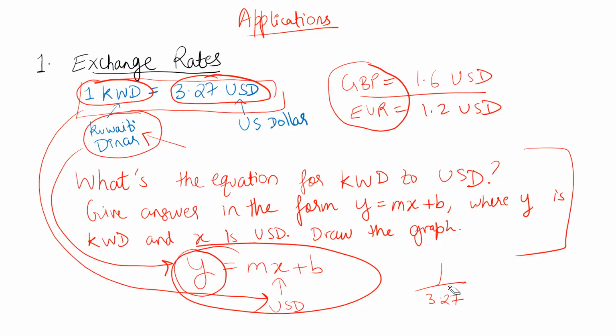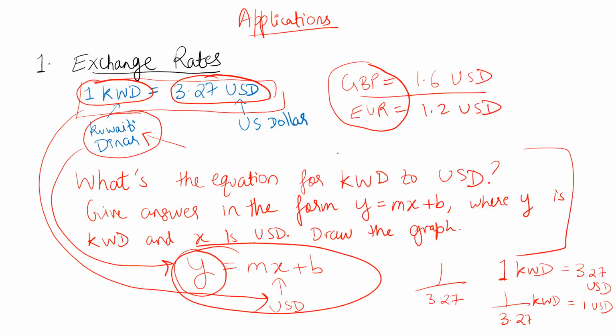If I give you one United States dollar, if I give you $1, then in that case, you would have to give me back 1 over 3.27 KWD, because we have that one KWD equals 3.27 USD. So you divide and you get 1 over 3.27 KWD equals 1 USD. Right? So yeah, great job. This is basically how you solve the question on the slide.